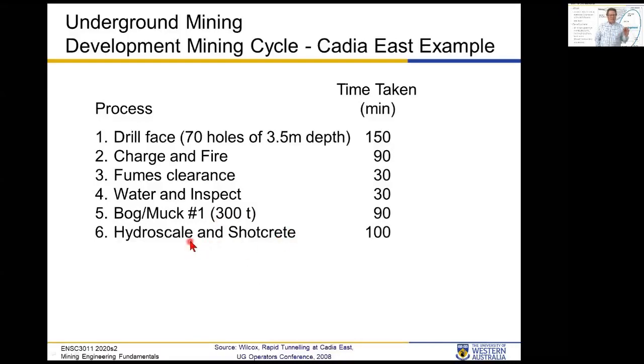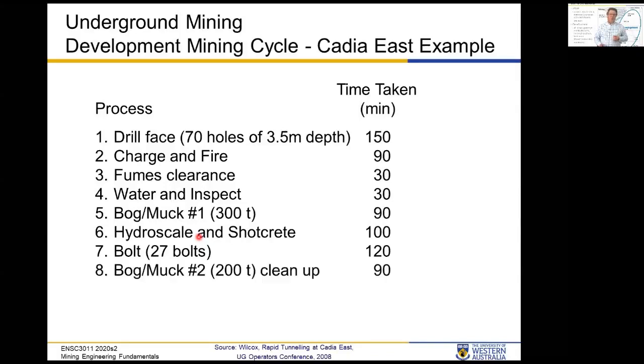You've seen scaling in some of the videos before from Atlas Copco, where you just have a hammer which bashes the rock and loosens, removes any loose rock. This hydro implies it's got high pressure water, a different method. And shotcrete is the concrete sprayed onto the rock. Then put in some rock bolts. Then do a bit of a clean-up, remove any leftover bits which have fallen down from the hydroscaling and so on.